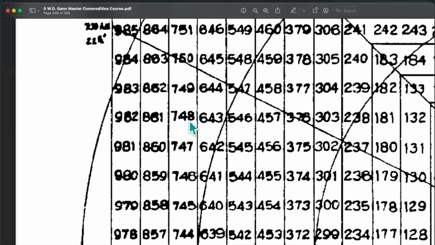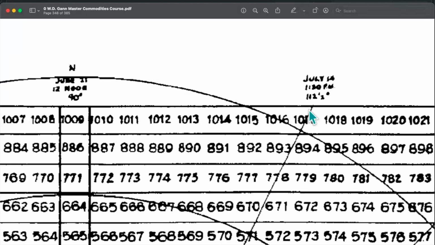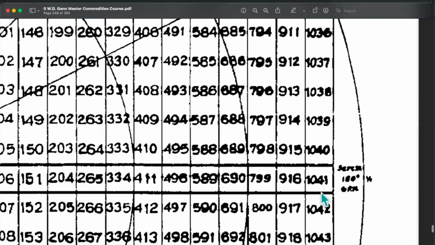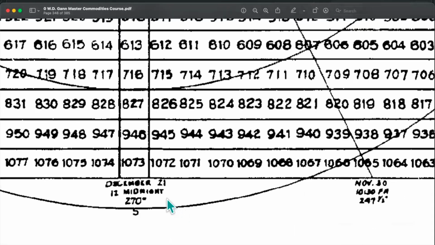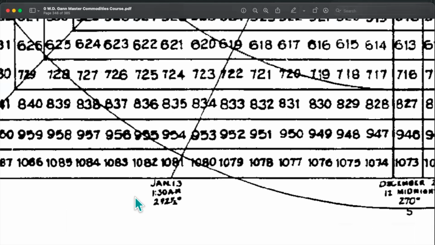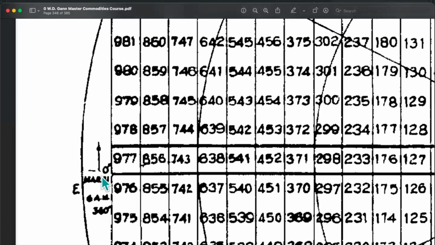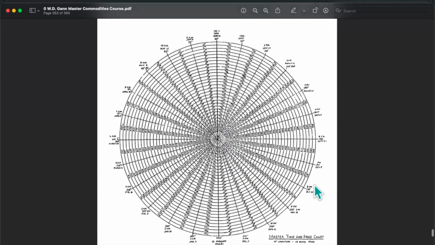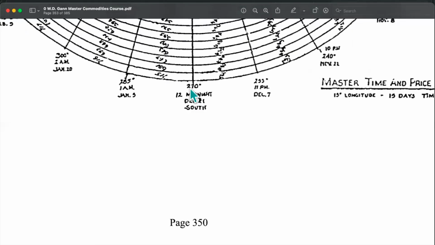So 21st of March, we went around over here. We went to 90 degree, which is 21st of June. Then we went to 180 degree, which is 23rd of September. And this is coming to 21st of December, which is 270 degrees. So this overall goes on, and 360 is nothing but again 0 degree. So 360 degree and 0 degree fall again on the same point. So this is the master time and price chart. If we go to page number 350, again we see this is 21st of December, 270 degree.